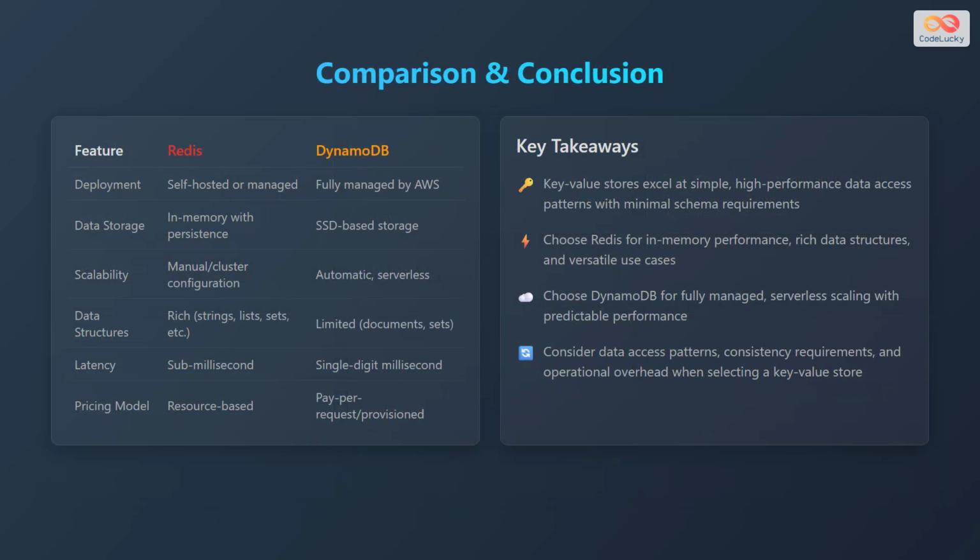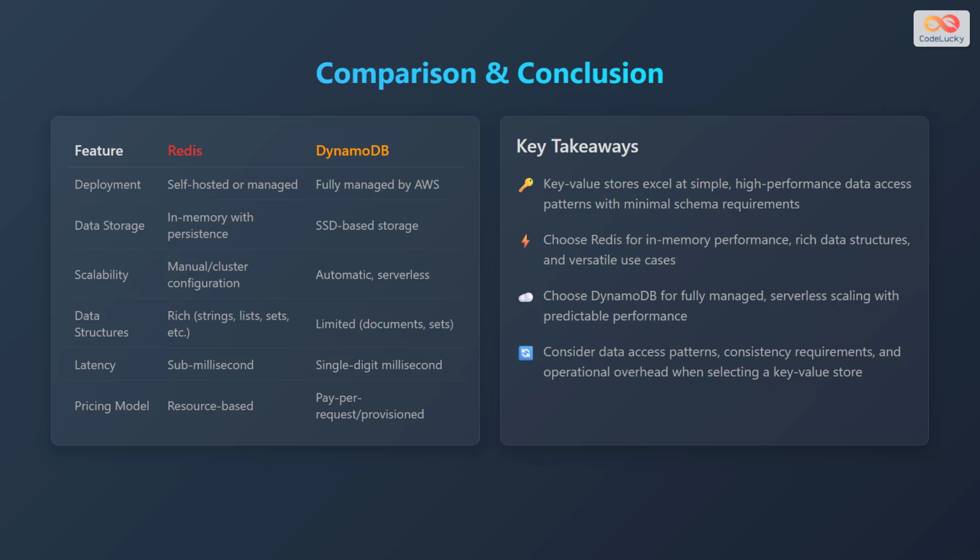Let's compare Redis and DynamoDB. Redis can be self-hosted or managed, while DynamoDB is fully managed by Amazon Web Services. Redis stores data in memory with persistence options, whereas DynamoDB uses solid-state drive or SSD-based storage. Redis requires manual or cluster configuration for scaling, but DynamoDB offers automatic, serverless scaling.